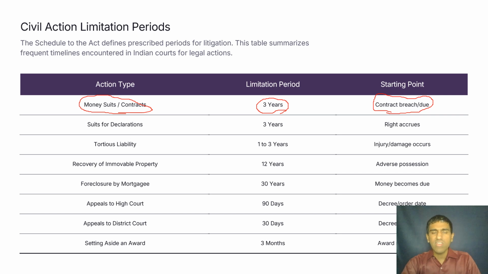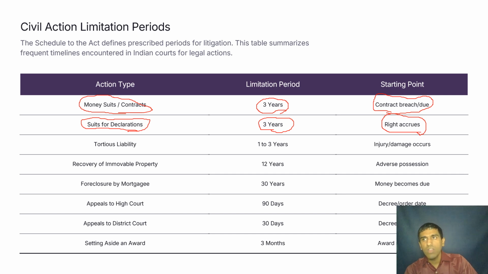Then the next type of suit is suits for declarations. What are suits for declarations? They relate to enforcing whatever right you have to the subject matter of the suit, which the other party has violated or stolen from you. What's the limitation period here? Again, it's 3 years from the date the right has accrued to the plaintiff. If the right relating to that subject matter has accrued to the party, from that date onwards the limitation period starts.